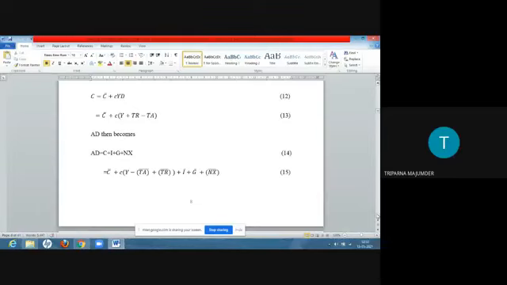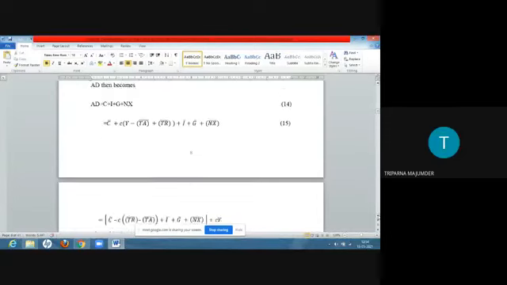C changes. So C becomes this. C bar plus C into Y minus TA plus TR, plus I bar plus G bar plus NX bar. Remember, when we put a bar on these, it implies that these are not dependent on the system. These are autonomous and fixed for the model.